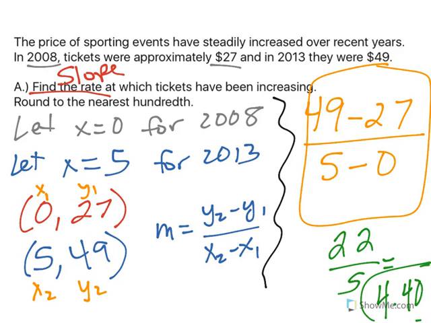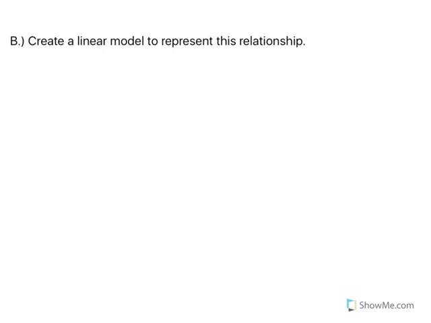So essentially, the tickets have been increasing at $4.40 per year. That's kind of what it means, right? Because when we divide, we get it per 1. Okay, so 4.40 is our rate of change. That would be our slope.